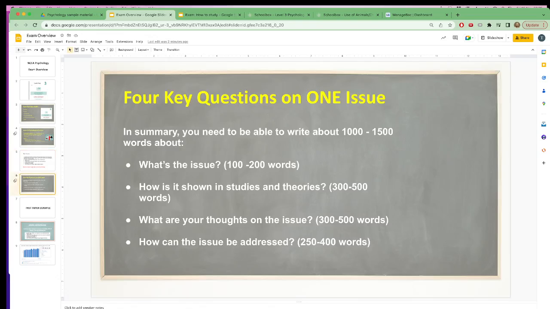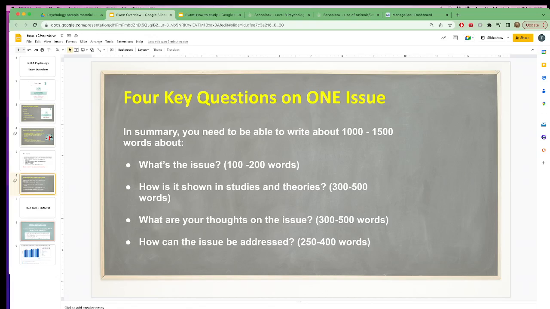So the 4 key questions you need to be ready to address are these. Now, just a reminder, there's no guarantee that they're going to look exactly like this. The questions and the phrasing will be changed slightly. But essentially, you're going to need to be able to summarize the issue in 100 or 200 words. How is it shown in studies and theories?